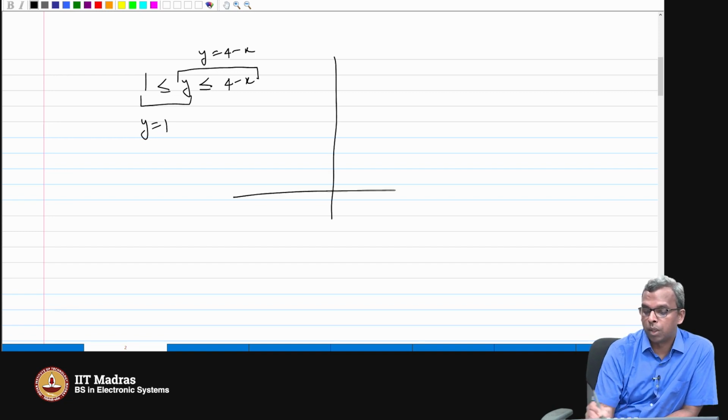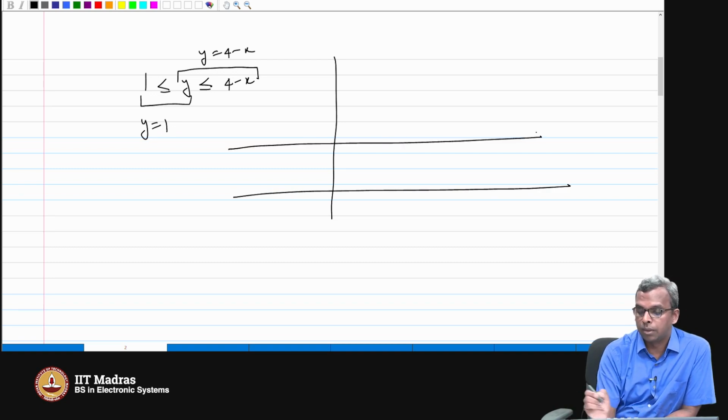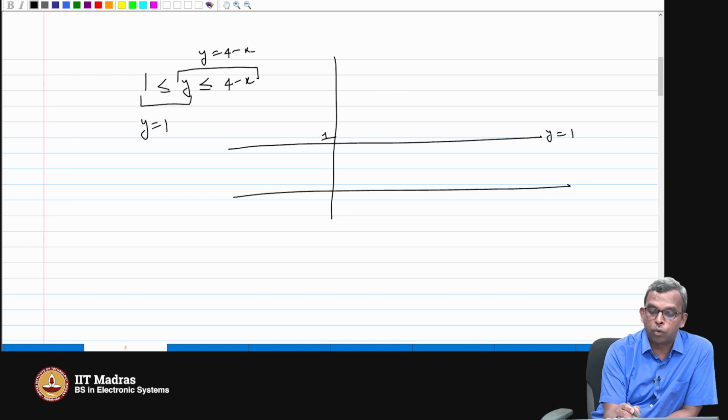Let's try that. What is y equals 1? Y equals 1 is this line, right. So, y is equal to 1, this is y equals 1. Okay. And what is y equals 4 minus x? This is the same as x plus y equals 4, or y equals 4 minus x also you can plot, right. It starts at 4, okay. So, it goes a little bit higher, maybe this is 4, let us say. At x equal to 0 it is 4.